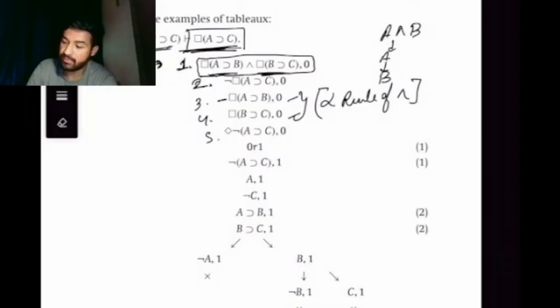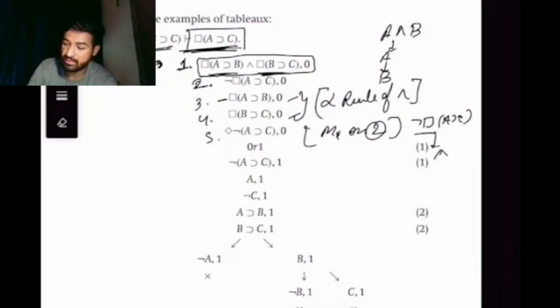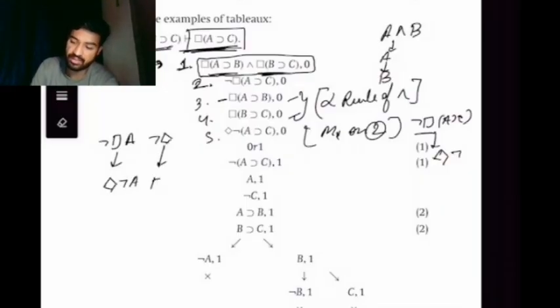The next step, fifth, can be written by applying the rule M1 on second. Second was negation of box A implies C. But when I apply the rule M1, I can write negation box as diamond negation. So a quicker way to remember this is whenever there is a negation in front of the box, I can write it as diamond negation A, and whenever there's a negation in front of diamond, I can write it as box negation A.